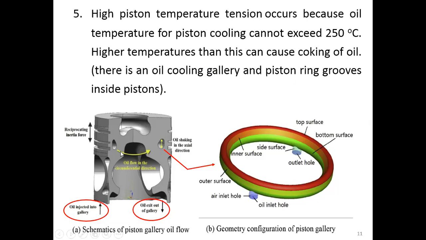Along the way, it shakes up and down in the direction of the piston's motion, when the piston goes up and down. Inside, it looks like this: the oil keeps going around, and while it goes, it moves up and down as well. Then it goes out to the crankcase below, and new oil flows in and goes around again. This is what happens in the piston in order to control the piston temperatures.